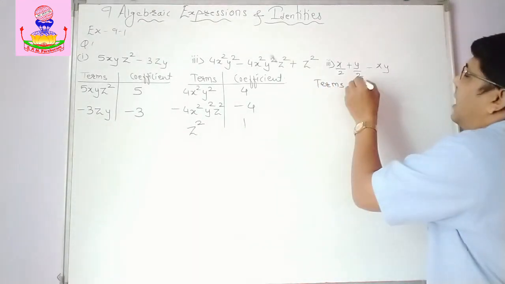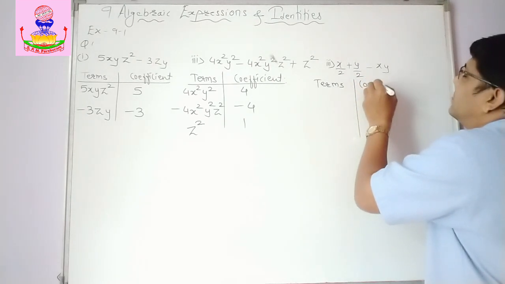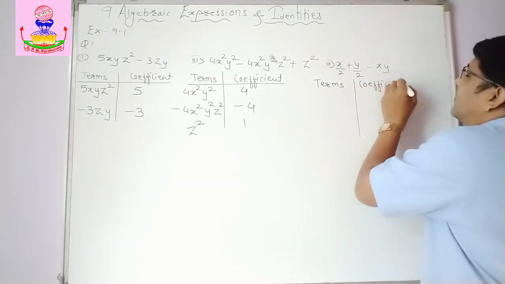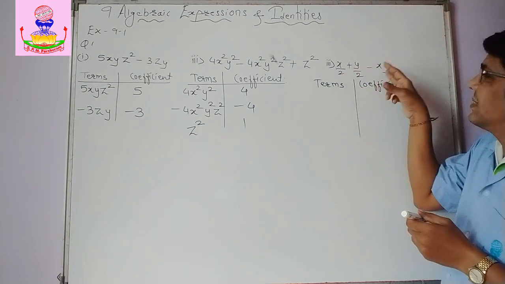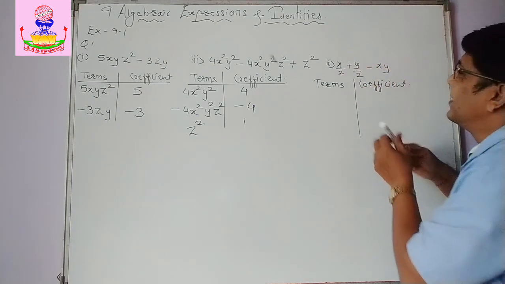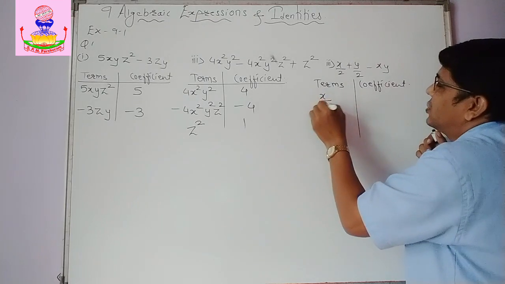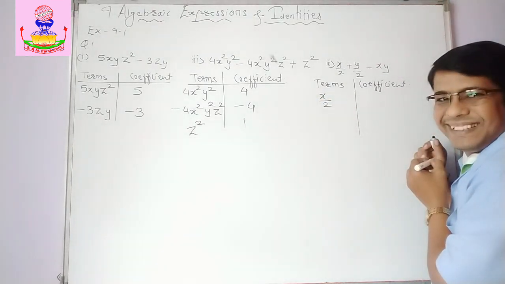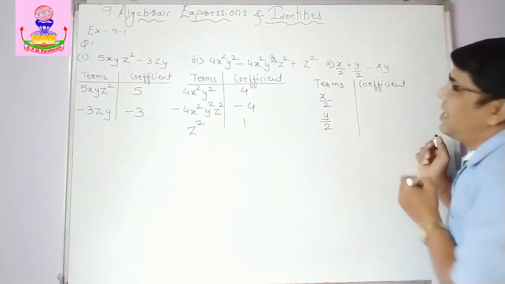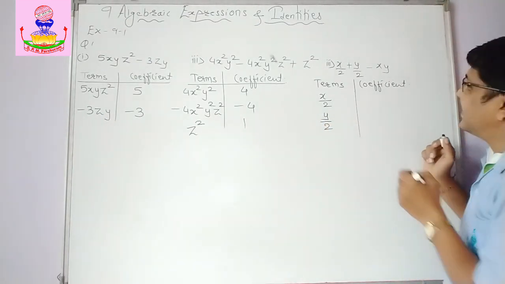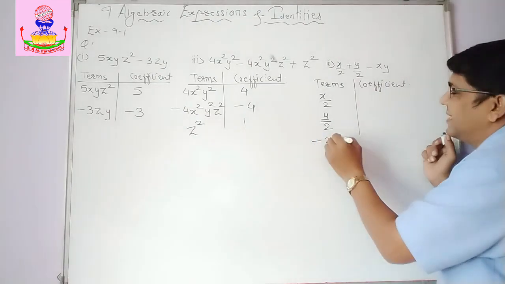Now, third one. Terms and coefficient. Okay, how many terms are there in this example? 1, 2, 3 terms are there. Okay, so first term, x upon 2. Am I right? Right. Second, y upon 2. And the third, minus xy.